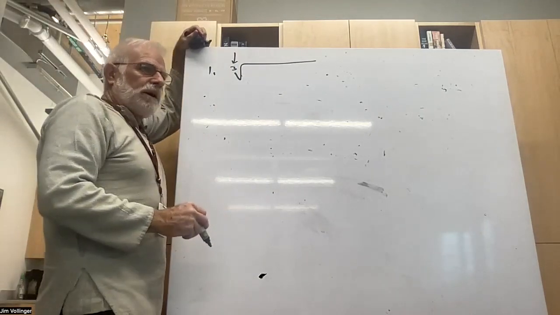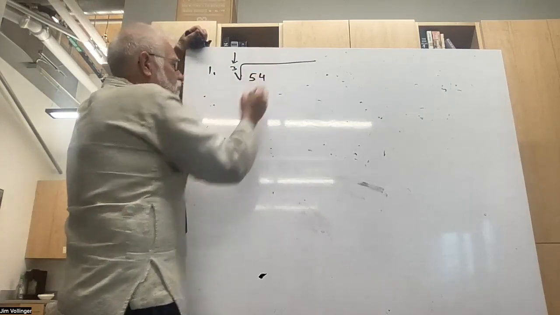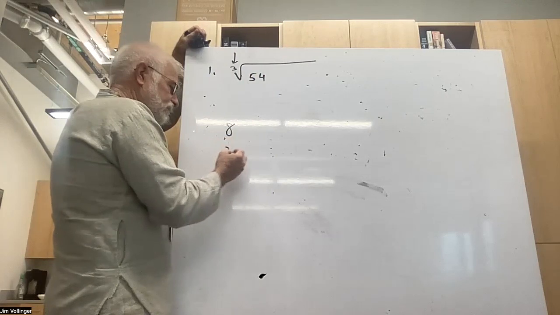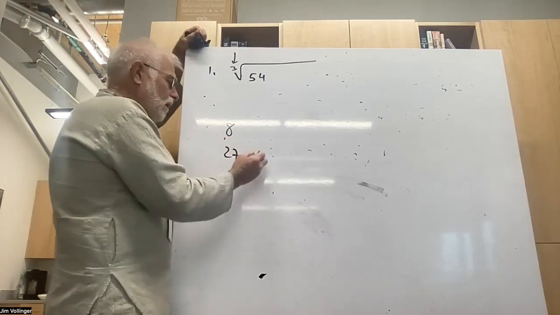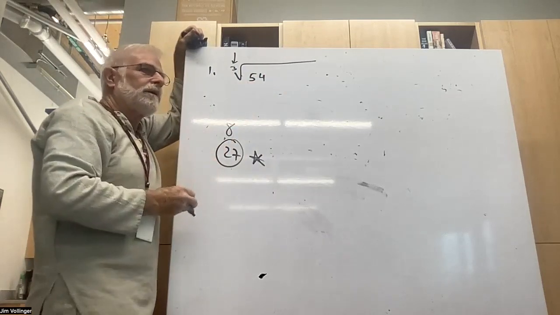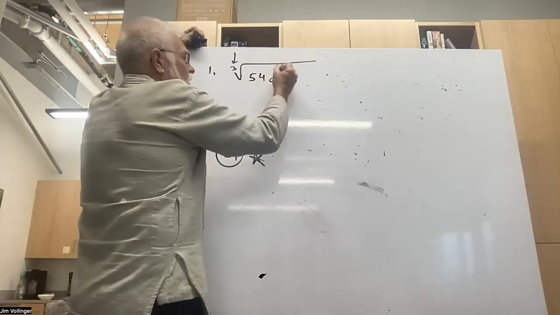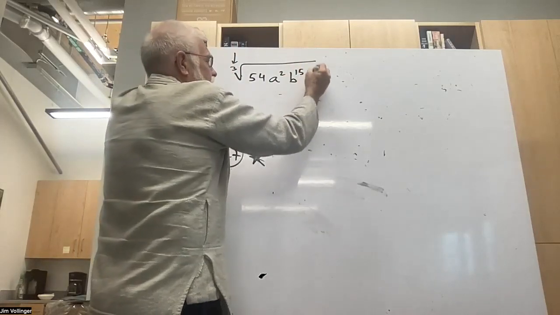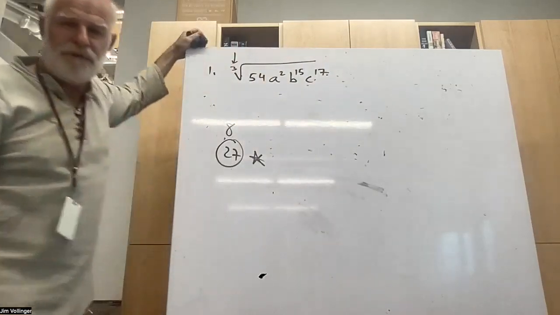All right, so we're looking at 54. Let's see. 2 times 2 times 2 is 8. 3 times 3 times 3 is 27. But oh, bingo! Yeah, 27 fits inside that. I got a perfect cube here. Nice to know. A squared, B 15, C 17.